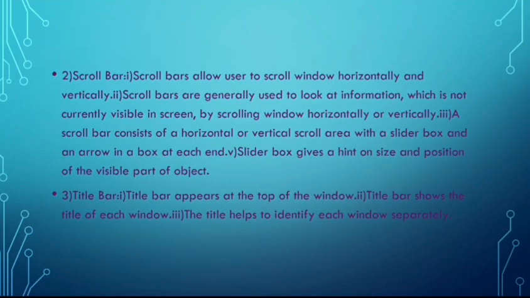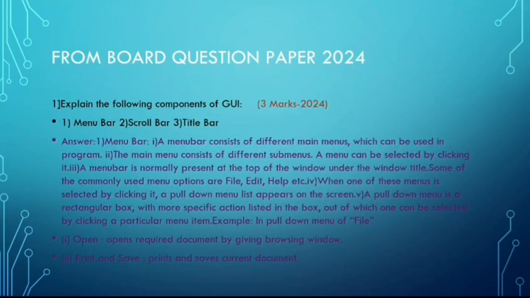Second is a scroll bar. The scroll bar allows users to scroll vertically or horizontally. Then the title bar. The title bar appears at the top of the window. The title bar shows the title of each window. The title helps to identify each window separately. The 3 components are for the 3 marks. Basically, 1 component is for 1 mark. So at least you have to write 3 points for each.